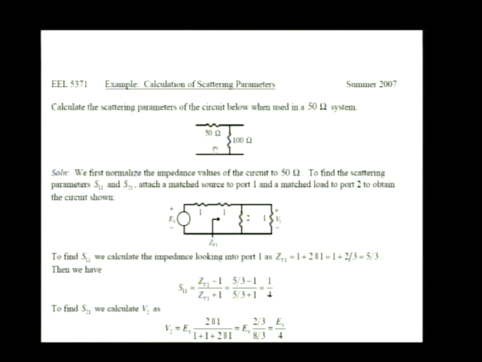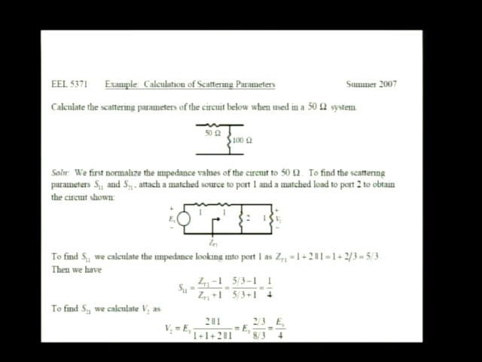It's just an L connection of a 50 ohm resistor and a 100 ohm resistor. I'm going to assume that we're talking about a 50 ohm system. That means characteristic impedance is 50 ohms in the calculations I'm going to be doing here. And I'm going to use my formulas and circuit theory to calculate the scattering parameters of this very simple circuit.